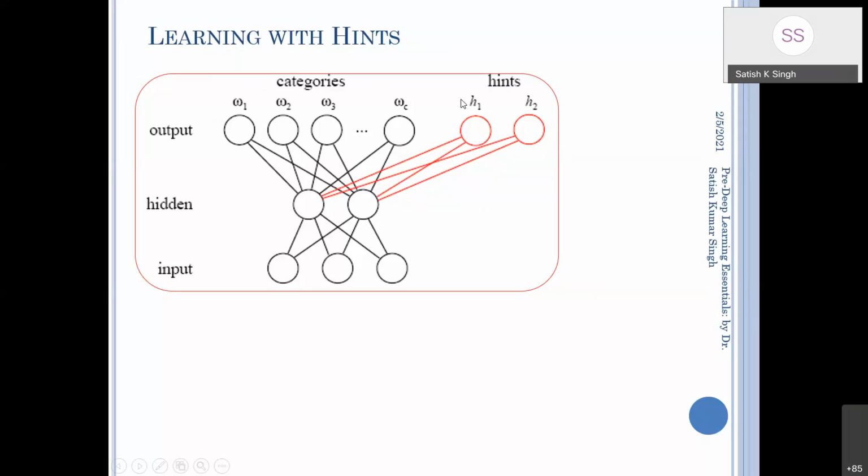But here, while training, we have used two hints. What are those hints? We have labeled those faces as persons P1 to P100, maybe 100 classes. At the same time, those 100 classes are divided into two super classes of male and female. So these H1 and H2 are male and female. These are actually hints, and while training, those hints will be used.